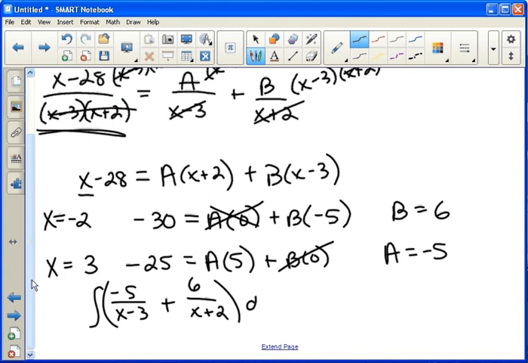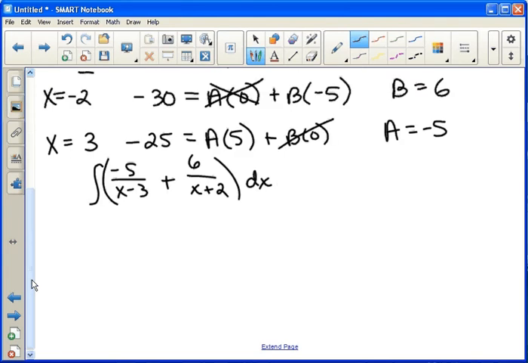I do the natural log. I get negative 5. Just pull that constant on top out front. x minus 3 plus 6 natural log of x plus 2.